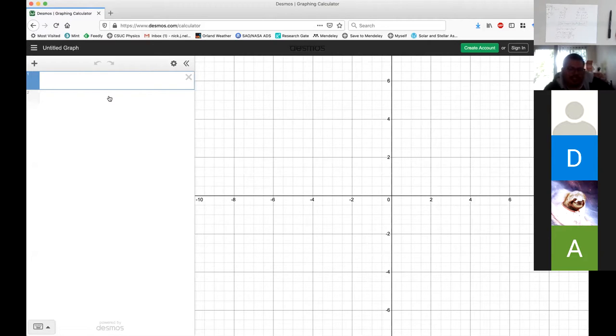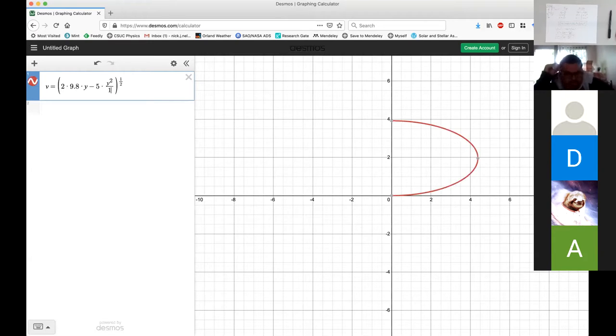All right, so our velocity v equals the square root. I can get the square root by just doing 1/2 up there of 2 times g, which is 9.8, times y minus k, which we didn't define, but let's pick a k, say 5, times y squared divided by our mass, which we didn't pick either, but let's say it's 1 kilogram. And we're going to get something that looks like this.